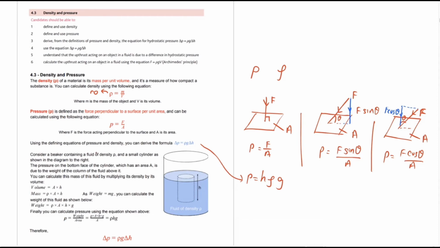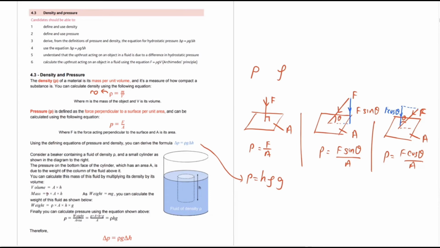Consider a beaker containing a fluid of density rho and a small cylinder as shown in the diagram to the right. So you put this under the water. The pressure on the bottom face of the cylinder, which has area A, is due to the weight of the column of the fluid above it. So it's this column of fluid. That causes the pressure. You can calculate the mass of this fluid by multiplying its density by its volume. So volume equals A times H.